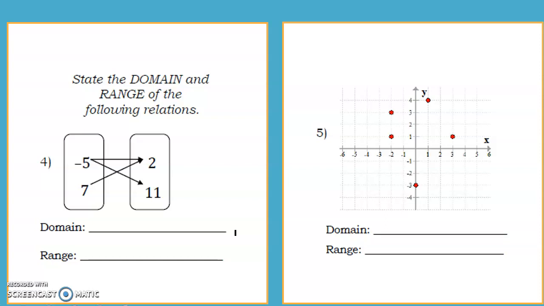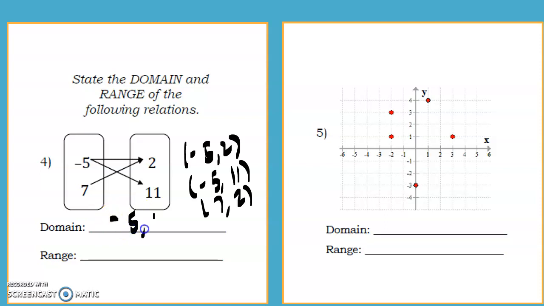Now we're going to look at a mapping diagram. Remember, a mapping diagram is just another way of showing ordered pairs. So if I was to write this out, then I would have -5, 2, -5, 11, and 7, 2 would be my points. So all I need to write down for domain is -5 and 7, and for range 2 and 11.